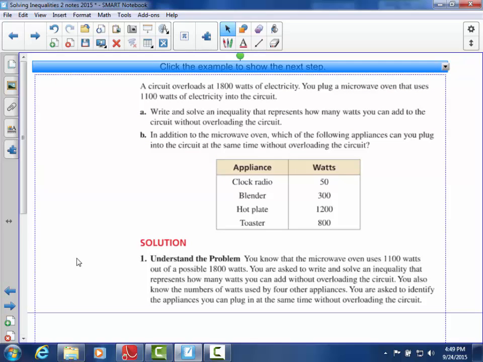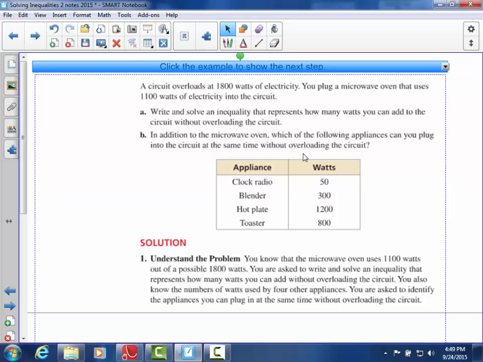Okay. All right, now a word problem, some of our favorite things. A circuit overloads at 1800 watts of electricity. You plug a microwave in that uses 1100 watts. Okay? Write and solve an inequality that represents how many watts you can add to the circuit without overloading the circuit. In addition to the microwave oven, which of the following appliances can you plug into the circuit at the same time?